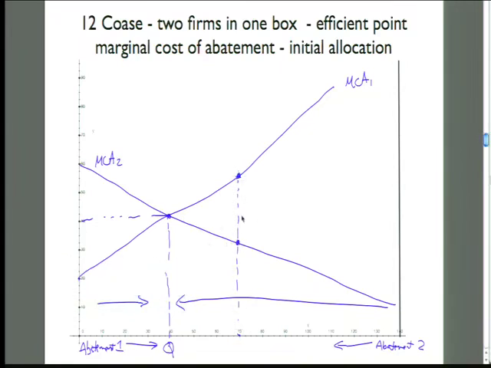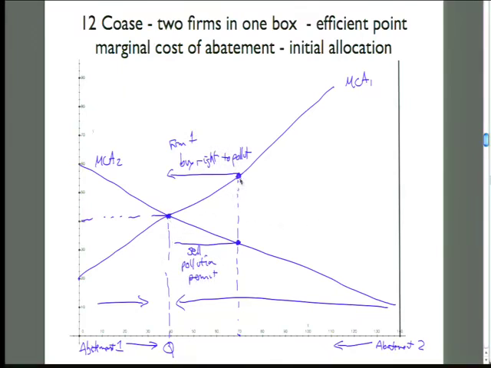So if we give them a certain amount of permits, they can trade to get to the point where their marginal costs of abatement are going to be equal. So if we're out at this point, the marginal costs to clean up are really high for firm 1, and they're really low for firm 2. So firm 1 can buy the rights, and firm 2 can be selling the rights, to get back to this quantity where they're equal.